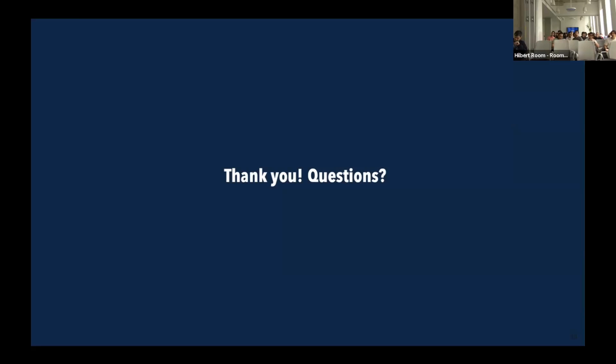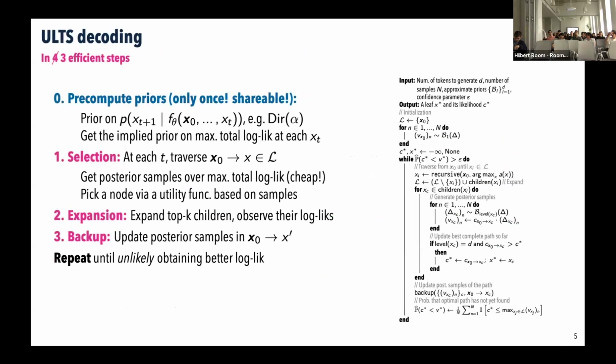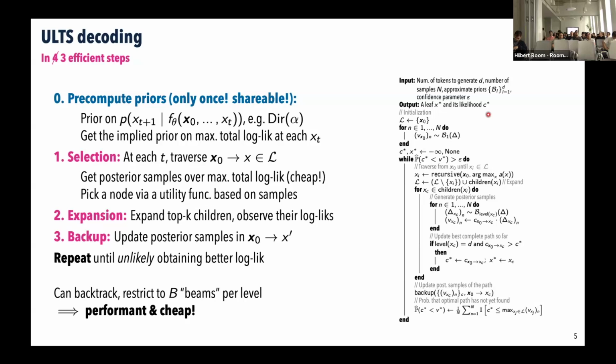Right. Any questions out there? So in step 0 that you said is shareable, I didn't understand what exactly is being learned. The prior distribution over all the vocabulary? What's the output of step 0?